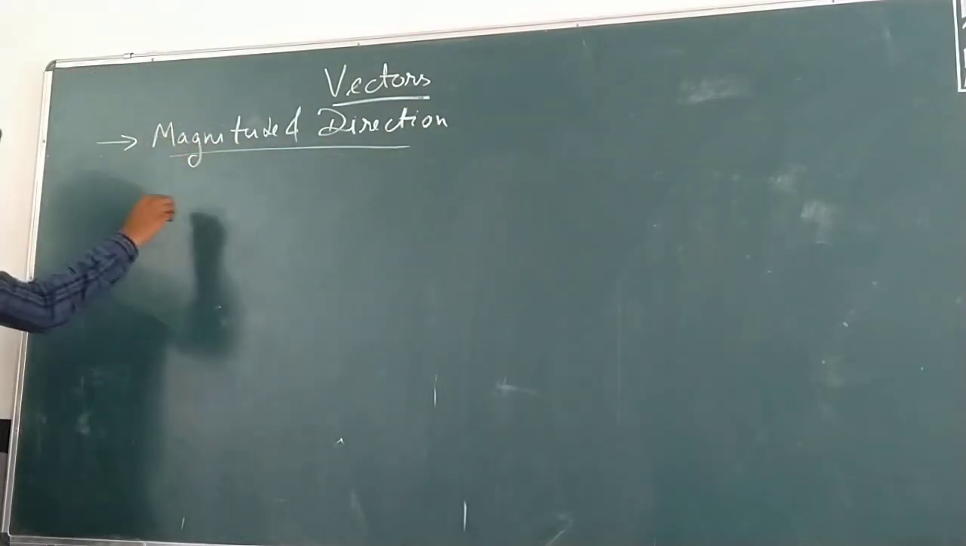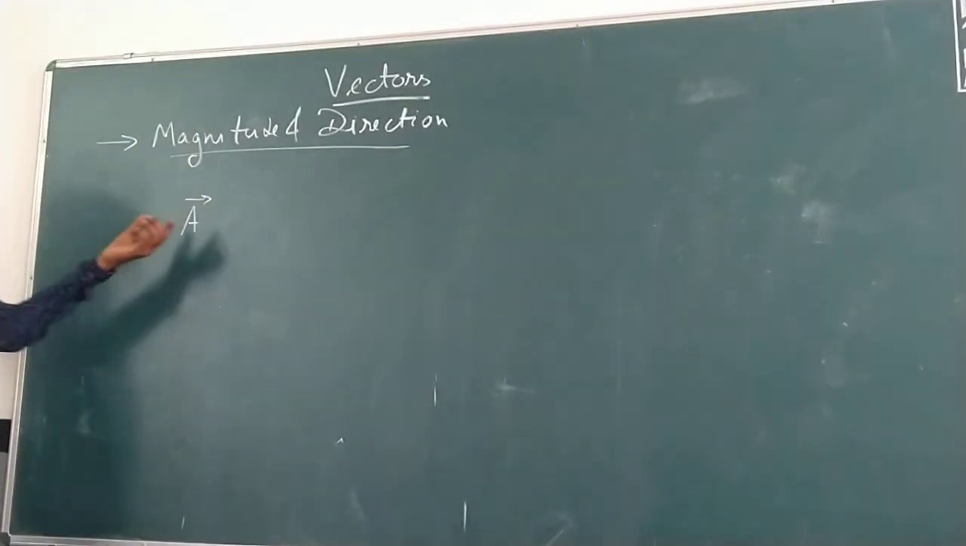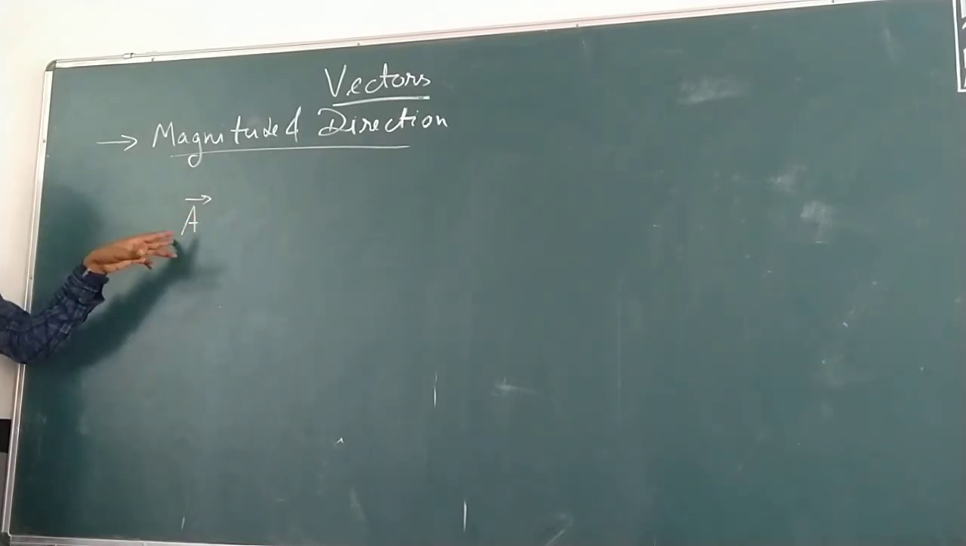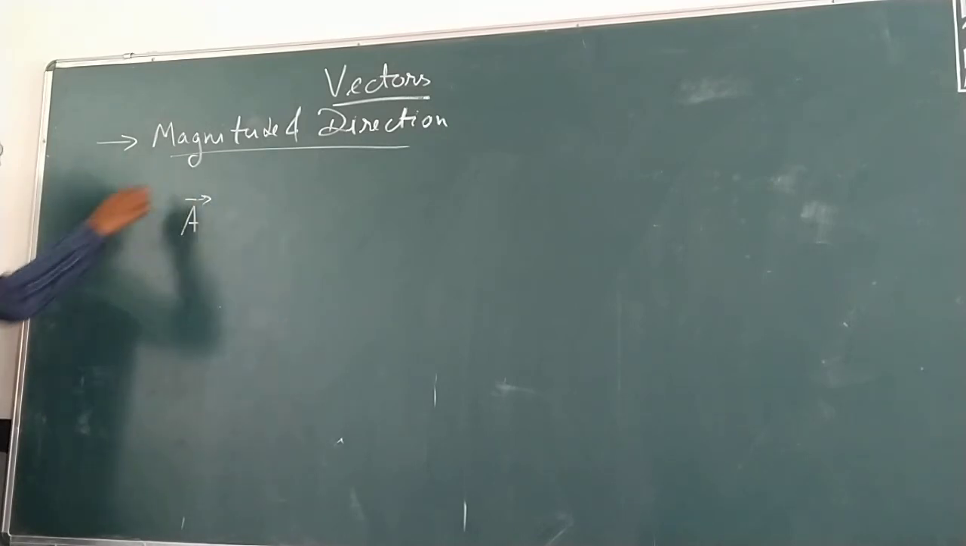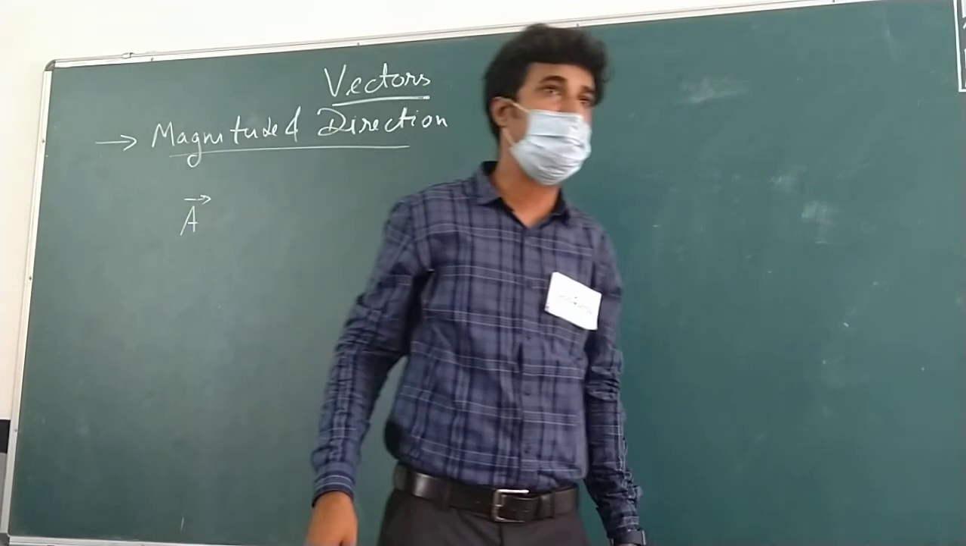Suppose we have a vector A. In order to show the vector, we use an arrow above the alphabet. जो भी है उसके ऊपर अल्फाबेट के ऊपर arrow is there. So this is a vector quantity. It contains two different things: magnitude and direction.